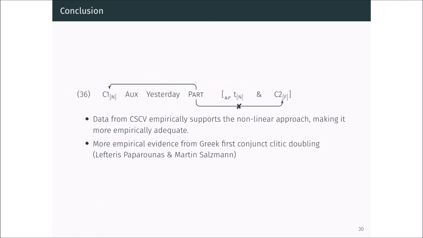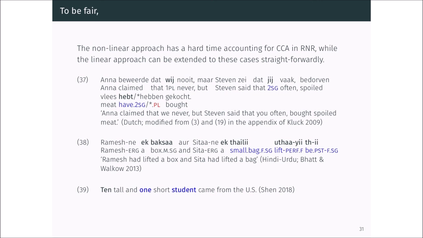In conclusion, data from CSCV empirically supports the nonlinear approach, making it more empirically adequate. And we have already seen some evidence for this rule ordering approach from the Greek first conjunct clitic doubling. But to be fair, the nonlinear approach is not perfect. It has a hard time accounting for closest conjunct agreement in right node raising, while the linear approach can be extended to these cases very straightforwardly. You can see the cases here.